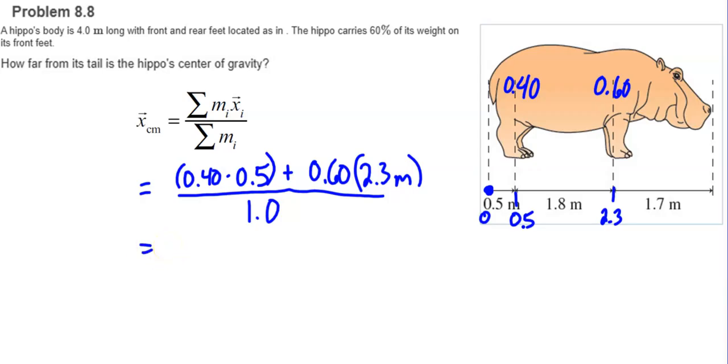So let's do some math here. 0.40 times 0.5 is 0.2, and 0.60 times 2.3. Don't feel like doing that one in my head this morning, so let's get out a calculator. That is 1.38. Add them and divide that by 1, and that is going to give us 1.58.